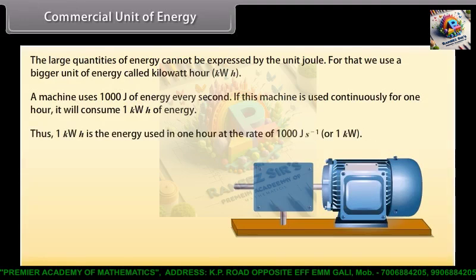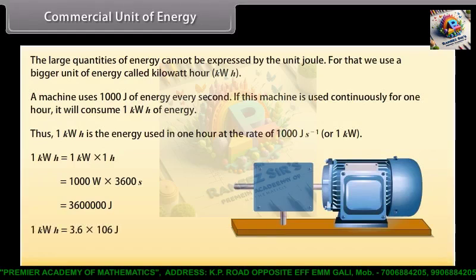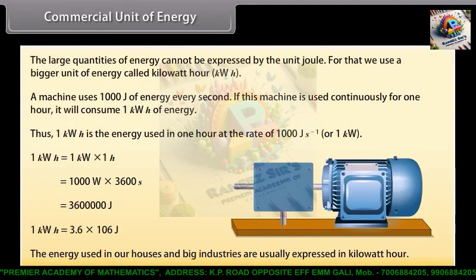Thus, 1 kilowatt hour is the energy used in 1 hour at the rate of 1000 joule per second, or 1 kilowatt. So, 1 kilowatt hour is equal to 1 kilowatt into 1 hour, which is equal to 1000 watt into 3600 s, which is equal to 36 lakh joule. 1 kilowatt hour is equal to 3.6 into 10^6 joule. The energy used in our houses and big industries are usually expressed in kilowatt hour.